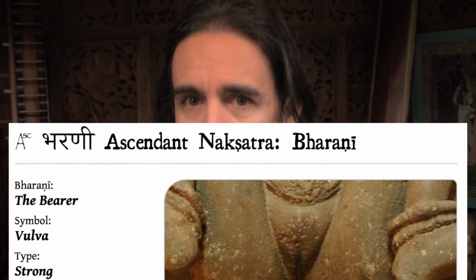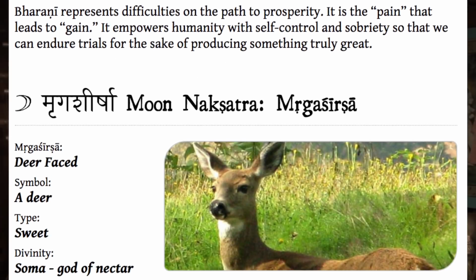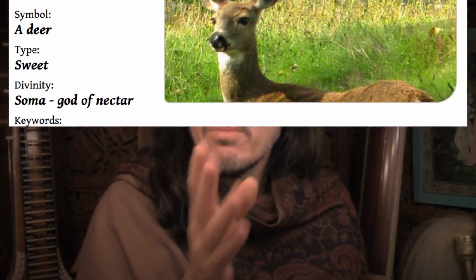So of course what I do for you in the birth chart assessment is give you all that information. This is what this thing represents. This is what Bharani represents. This is what Mrigashirsha represents. This is what Jupiter represents. This is what the first house represents. But just to review, Bharani is Yama's nakshatra. So it has to do with discipline, responsibility, hard work. So this appears to be a moment for discipline and responsibility and hard work.